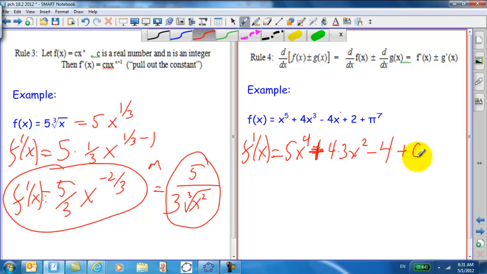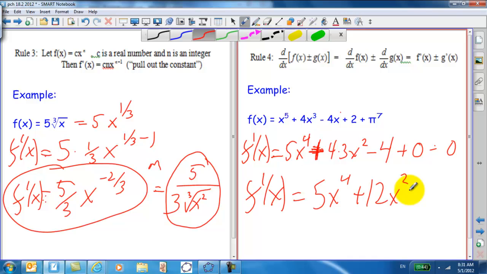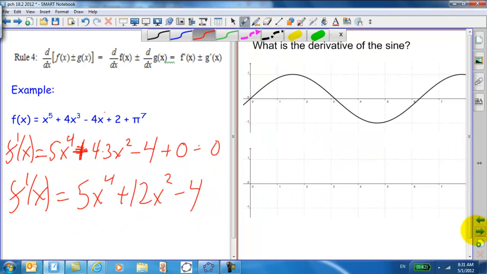The derivative of 2 is 0. Now what's the derivative of pi to the 7th? A lot of kids mistakenly say 7 pi to the 6th. No, pi is not a variable, it's a constant. So that's just 0 as well. So we get for the derivative 5x to the 4th plus 12x squared minus 4. Notice with a polynomial function, you always drop a degree in the derivative.